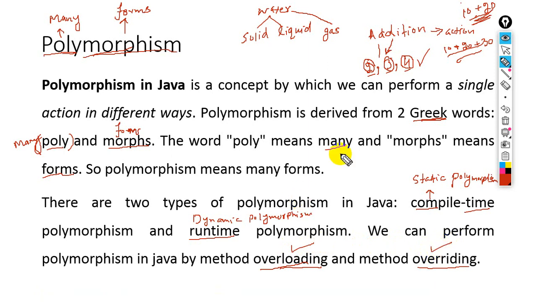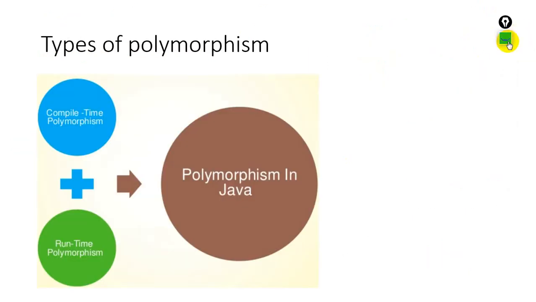Okay, so this was all about this slide. If you have any question, you can put your question, and inshallah I will give you the answer. So next, in this slide, we have types of polymorphism. One is compile time polymorphism, and the second one is runtime polymorphism. I have told you that we can say this is the static polymorphism.